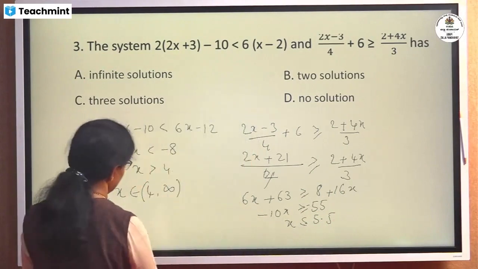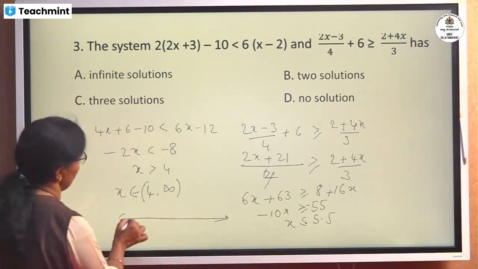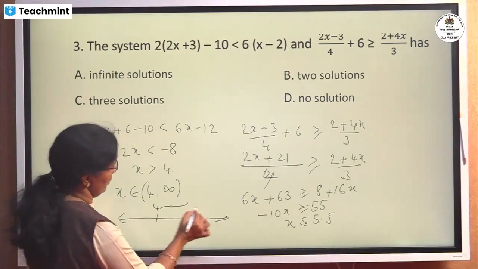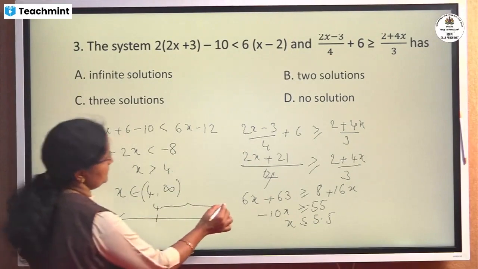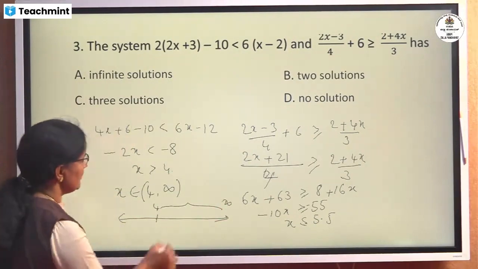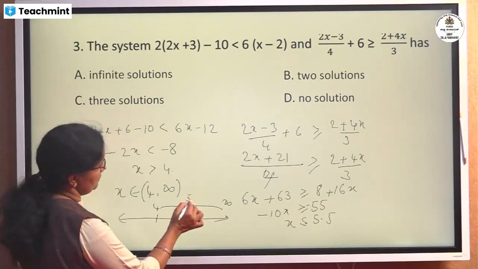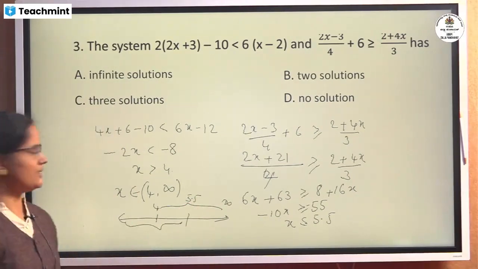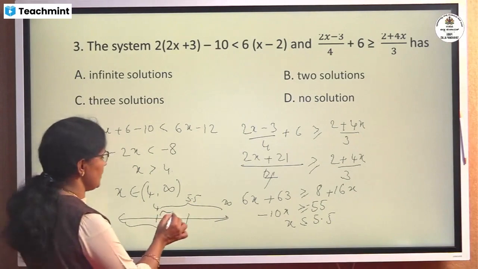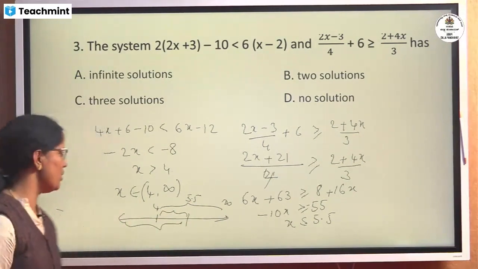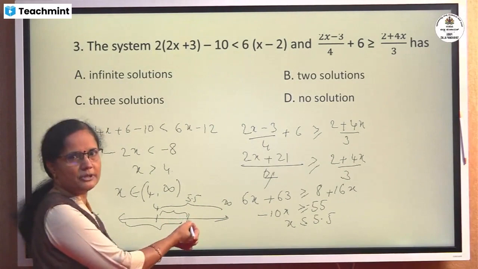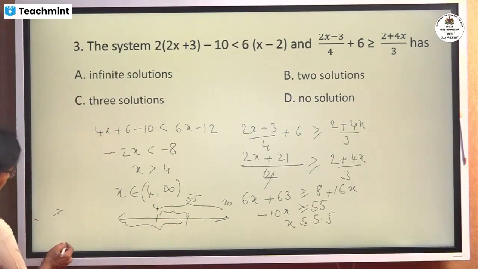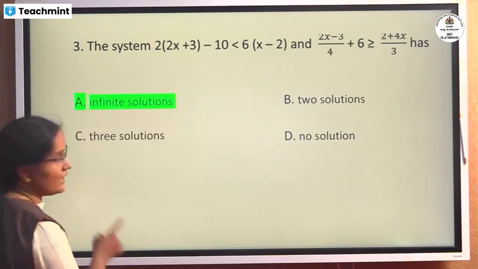So here, if you take the help of the number line, what does it become? X is greater than 4. 4 is here. Therefore, these are all the solutions for the first inequality. Less than 5.5. So 5.5 is somewhere here. So this is the solution for the second inequality. If you take the common area, you will get 4 to 5.5. How many real numbers are there in between 4 to 5.5? Infinite numbers are there. Therefore, the solution is that it has infinite solutions.